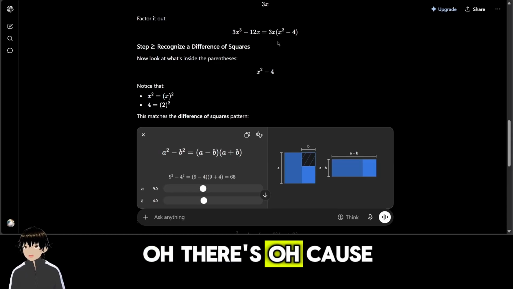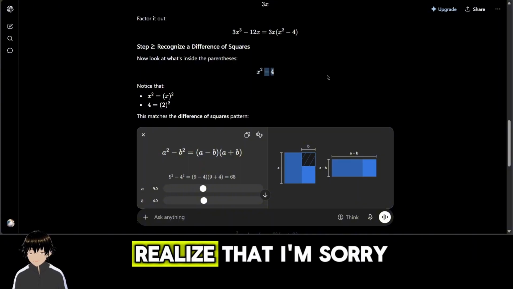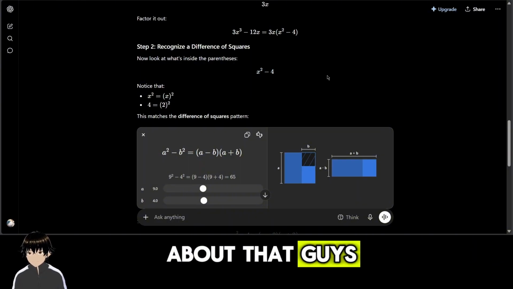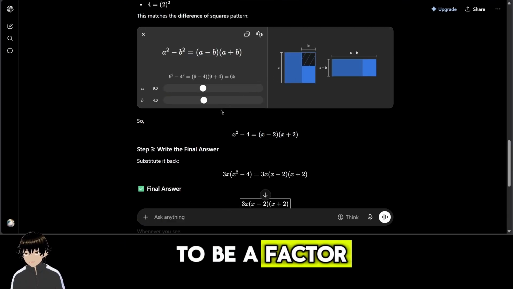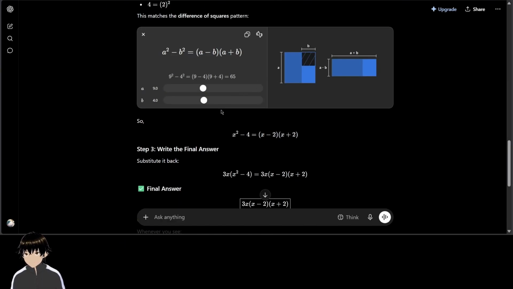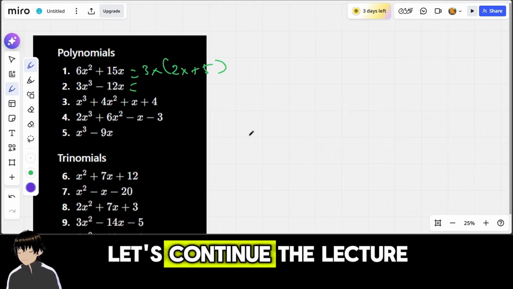Oh, because there's a difference of squares. I didn't realize that. I'm sorry about that, guys. I didn't realize there was supposed to be a difference of squares. Okay, I see it now. So let's continue the lecture.